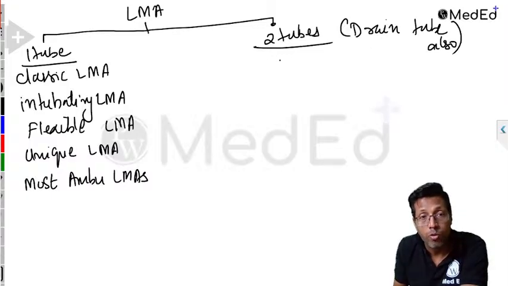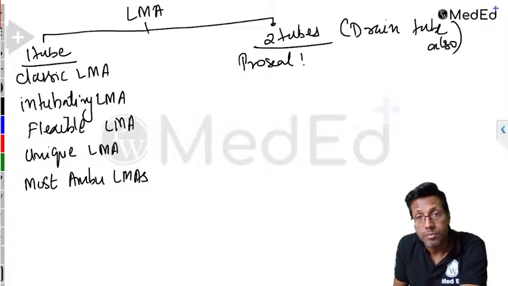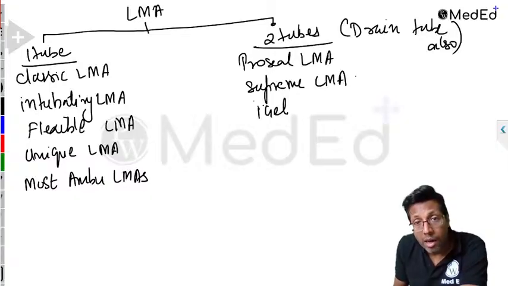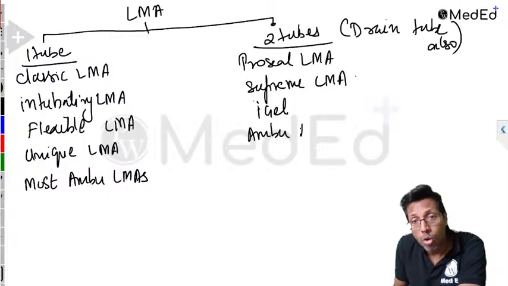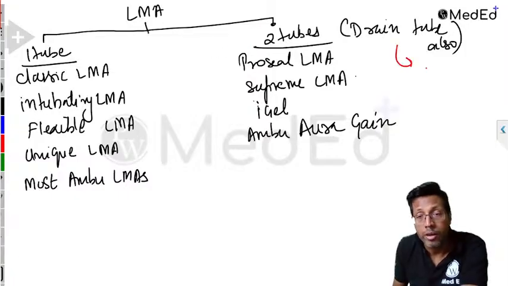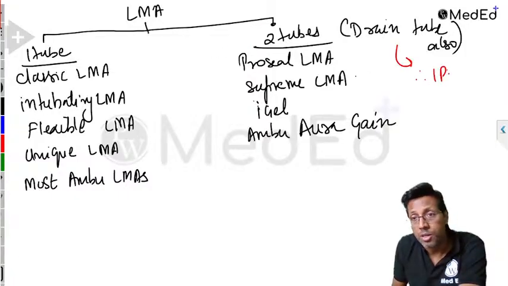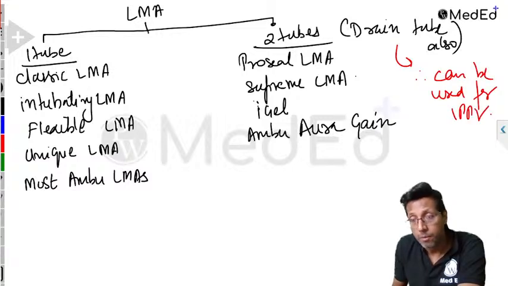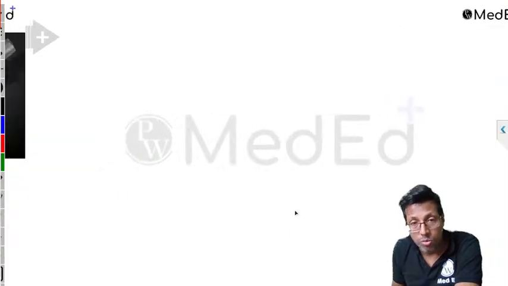The advantage is that these can be used for IPPV. You have the ProSeal LMA, Supreme LMA, iGel, the cuffless LMA, and out of all the AMBU devices, there is AMBU AuraGain. This is your second generation. Remember, the second generations can be used for IPPV. The drain tube is also there, so less chances of aspiration. So IPPV can be used. All right, this is okay, everyone. So this is about that.